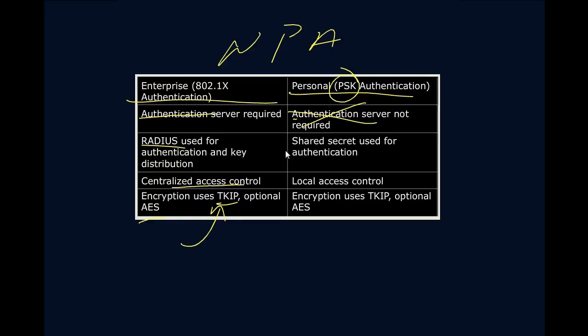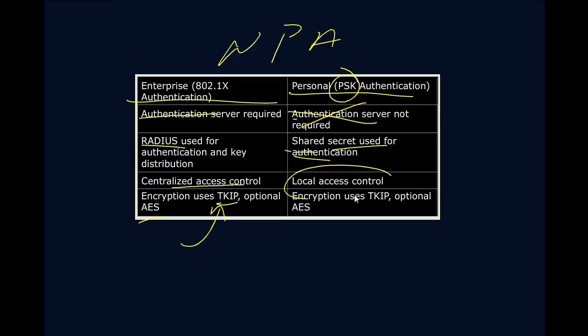A shared secret is used for authentication. Now notice the difference here. We're not using a shared secret on the other side, in enterprise. Everybody has their own login that they use to access the network. It's accountable, right? Authenticated, and then it's accountable. We can see who's doing what.